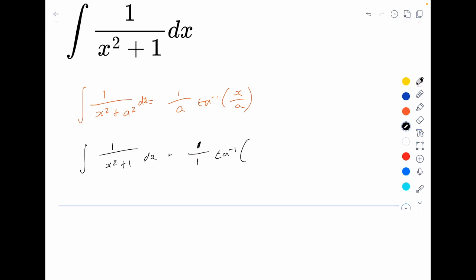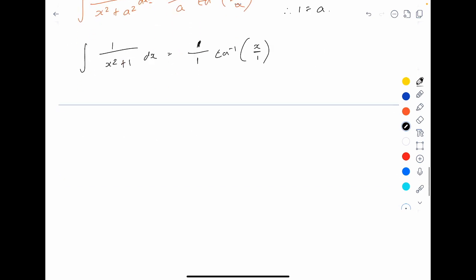arctan x over 1, okay, because if 1 is equal to a squared, therefore 1 is equal to a. Okay, so again, this isn't rocket science, but it's just to illustrate the point here. So therefore what you get is arctan x plus c.